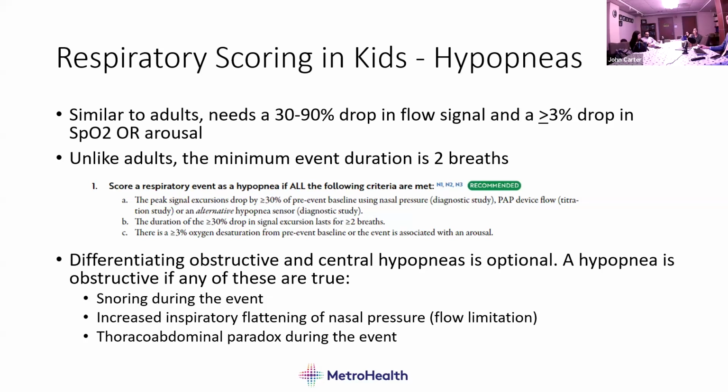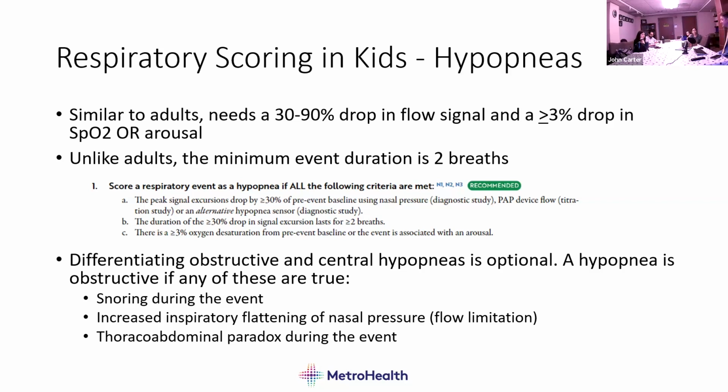Okay, so the important thing to know here is there's no CMS hypopneas in kids. It's all ASM. It's 3% or an arousal, because asking a kid to desaturate by 4% is asking a lot. It doesn't happen in most cases. And then lastly, this is optional, but you'll see it, so it's important to know about. There is such a thing as an obstructive hypopnea, which is most of them, and a central hypopnea. Scoring these is optional. Most labs do not score them. Telling the difference is kind of arbitrary in many cases.